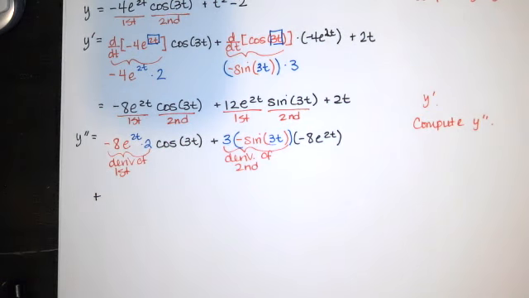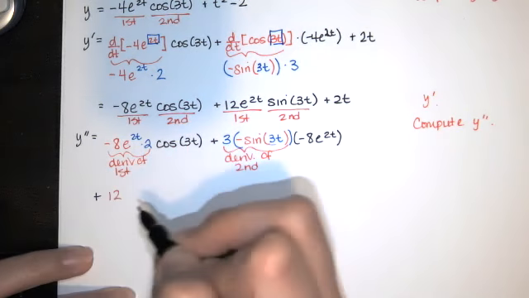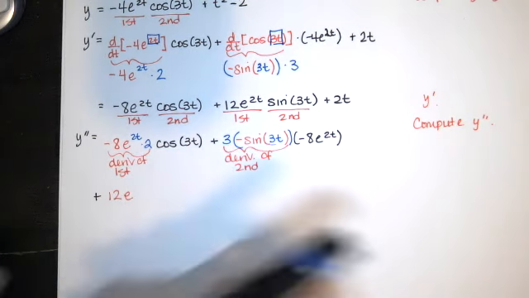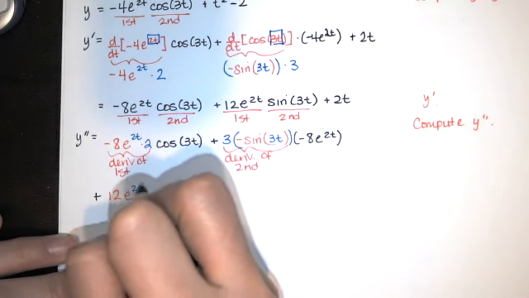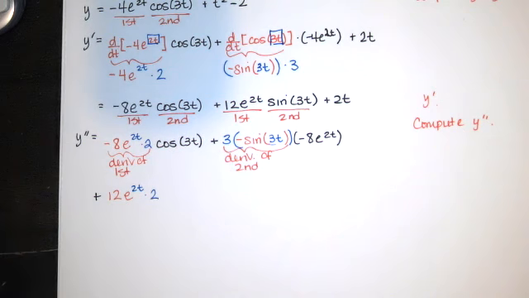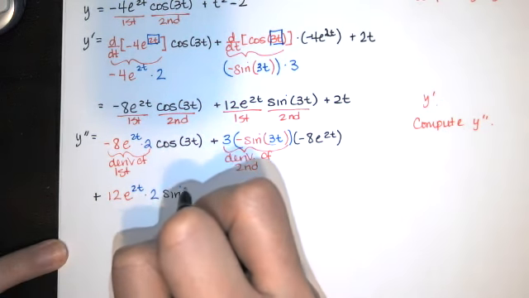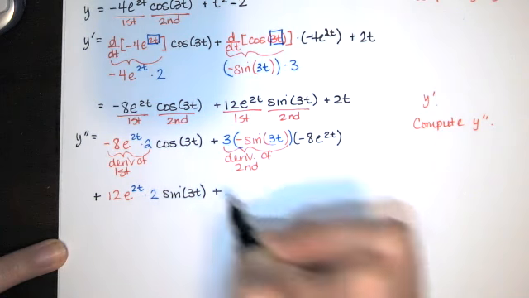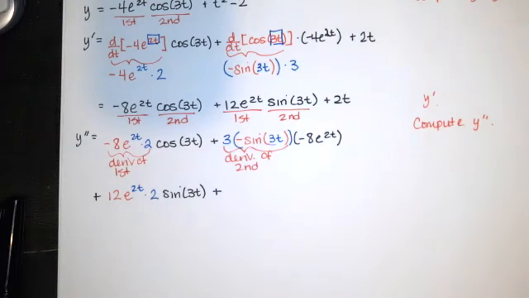Again, derivative of the first. We bring the 12 down. Derivative of e to some power is e to that power times the derivative of the inside. Derivative of a constant times t is just your constant. That's the derivative of the first. And then we're multiplying by the second. And then we add the derivative of the second.